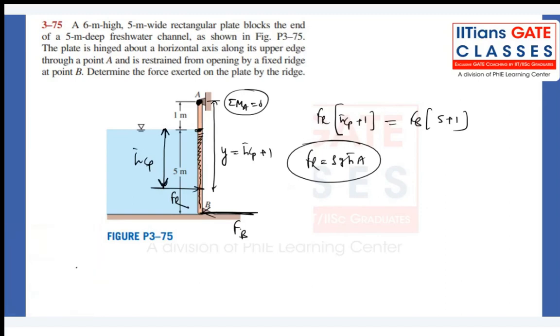Sir, will the moment of inertia be calculated for 5 meters only or 6 meters for h bar Cp? For h bar Cp, you need the moment of inertia for the whole plate, right? 6 meter, 6 meter. Yes. Okay, sir.